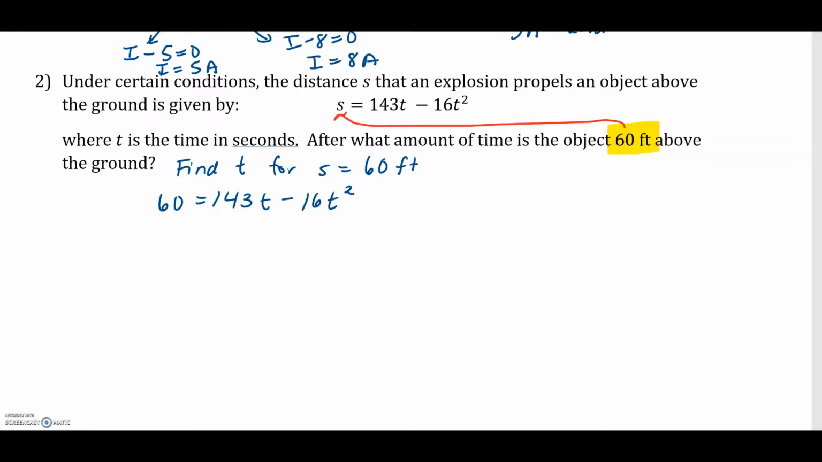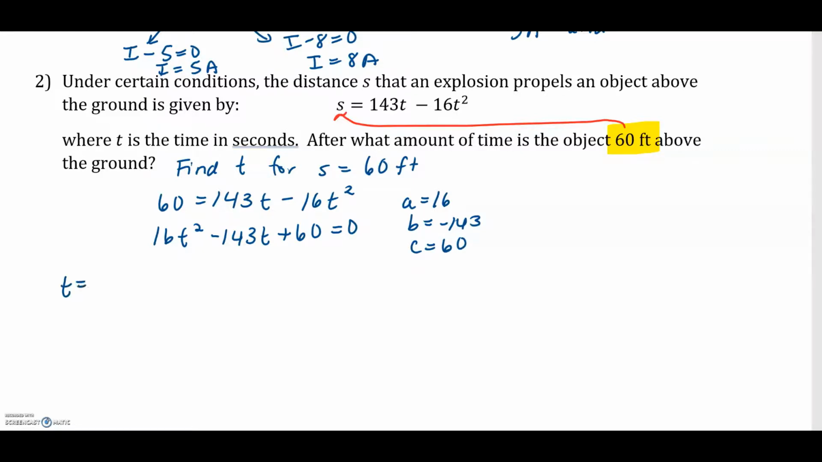We can rearrange this equation so it's a quadratic equation that is equal to 0, moving everything to the left and placing them in order from highest to lowest powers of t. We get 16t squared minus 143t plus 60 is equal to 0. Now we can solve this problem using the quadratic formula with a is equal to 16, b is equal to negative 143, and c is equal to positive 60.